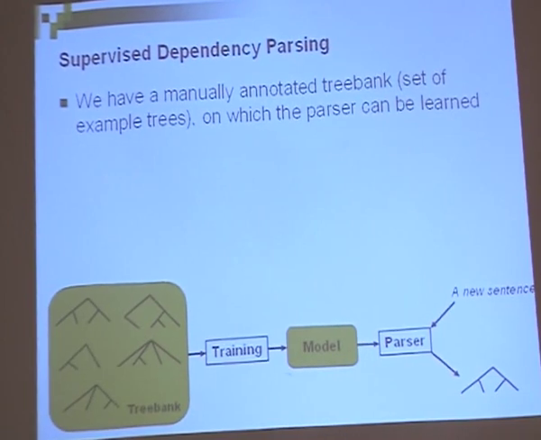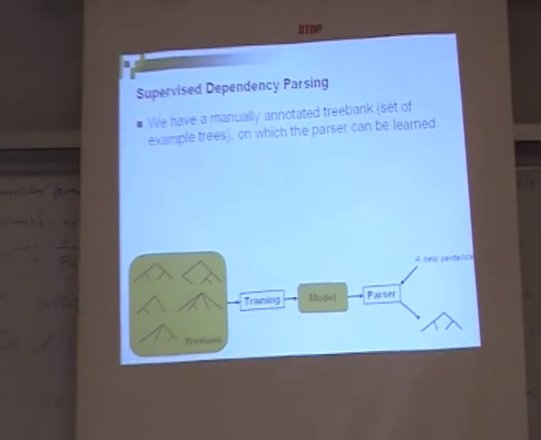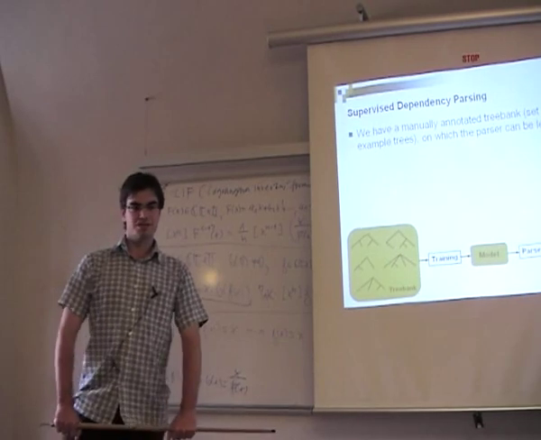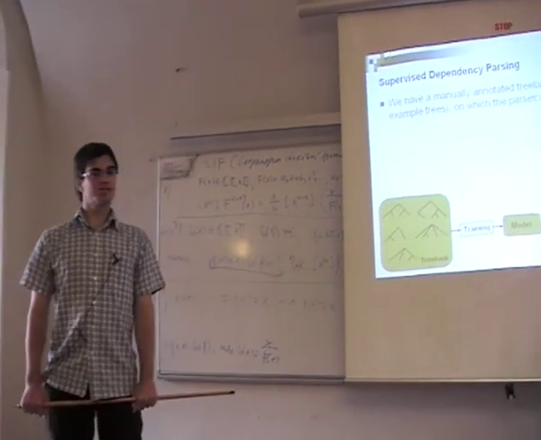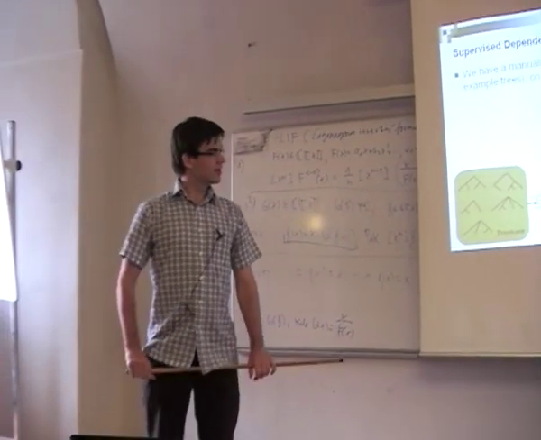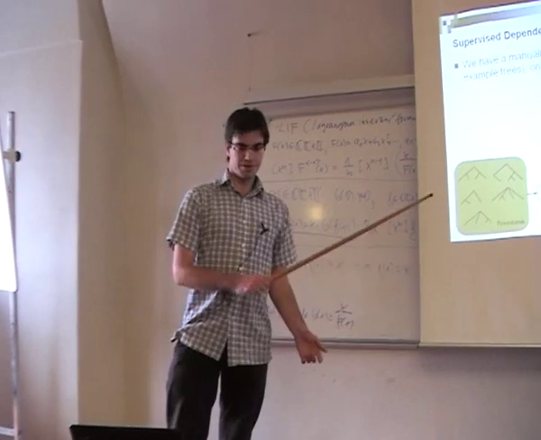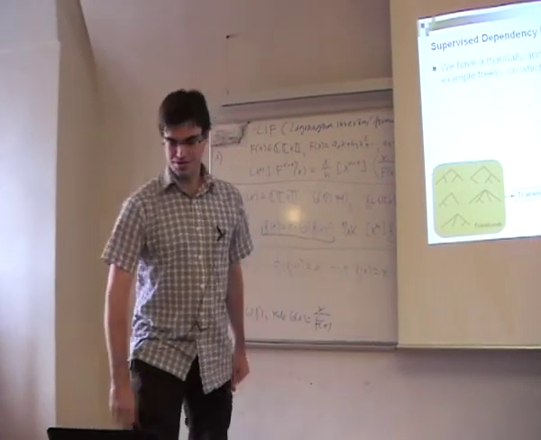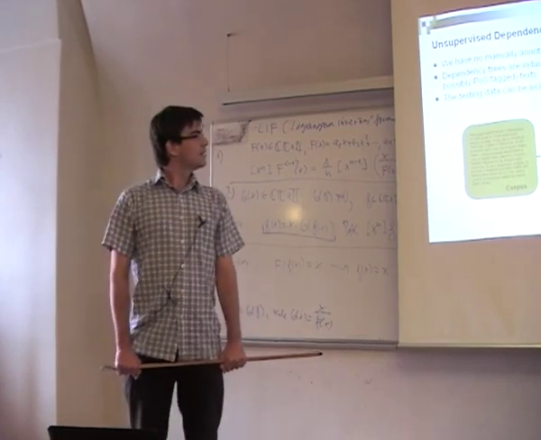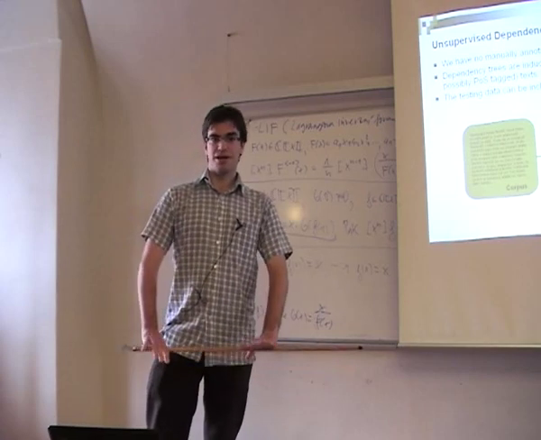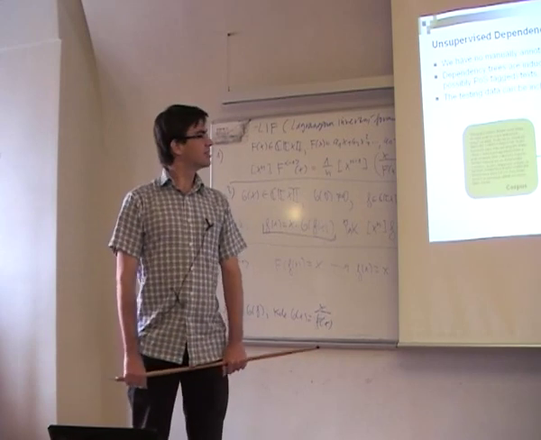So, supervised dependency parsing, you all probably know it. For supervised dependency parsing, we have some manually annotated treebank, which is a set of example dependency trees. On this treebank, we train a parser, and if we have some new text or new sentence, we can use this model and get a new dependency tree. So it's how we know it. Whereas in unsupervised dependency parsing, we have no manually annotated treebank. We have only large amounts of text on which we would like to induce the dependency trees.